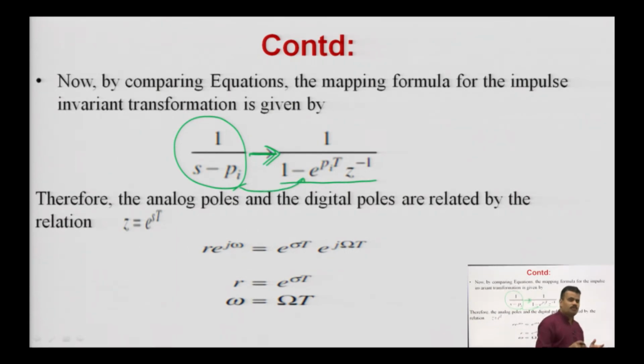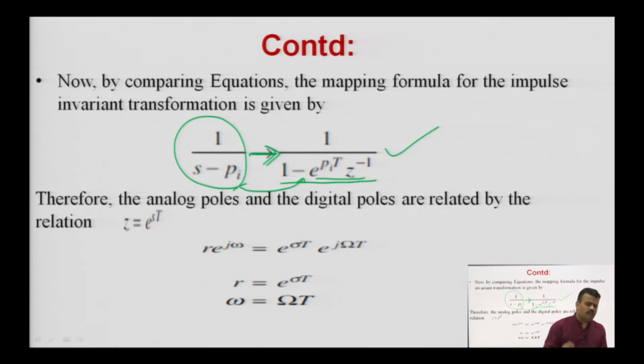So, whenever H(s) is given as 1 upon s minus p i, then you can directly convert this 1 upon s minus p i into 1 upon 1 minus e to the power p i t into z to the power minus of 1. So, this is the one formula that you can use under this impulse invariant transformation method.